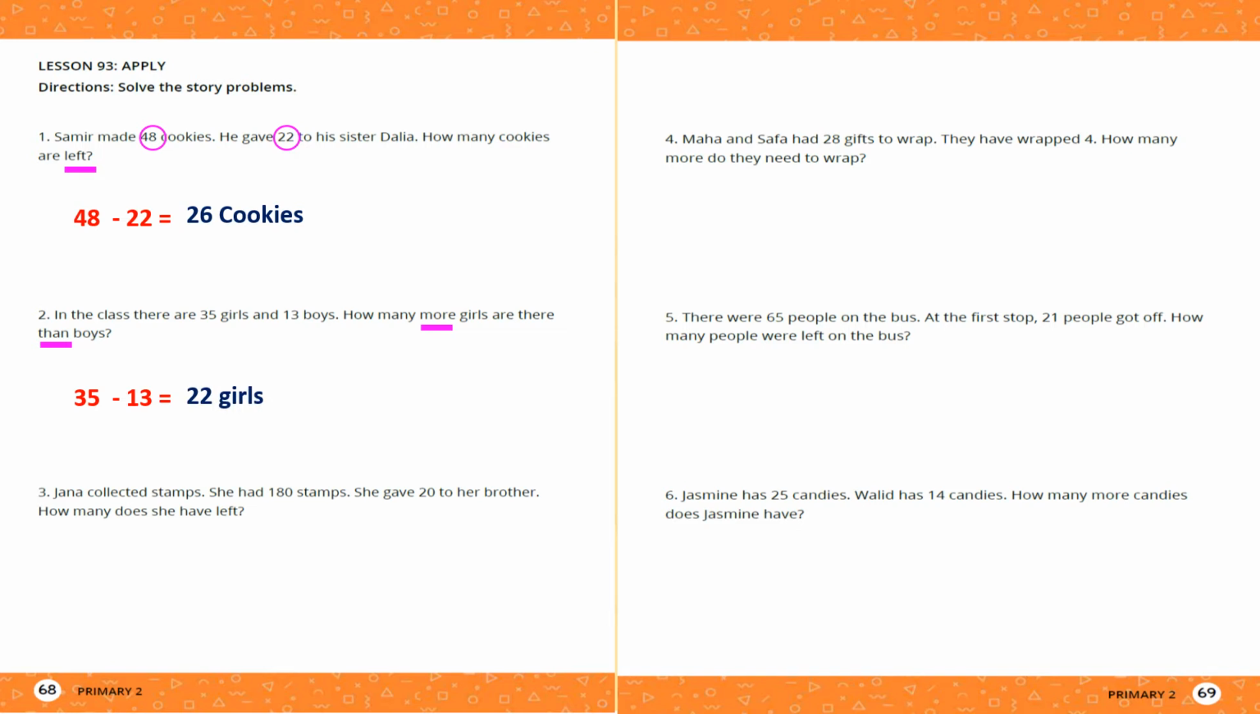Subtract ones with ones, tens with tens. 0 minus 0 equals 0. 8 minus 2 equals 6. 1 minus 0 equals 1. So the answer equals 160 stamps.